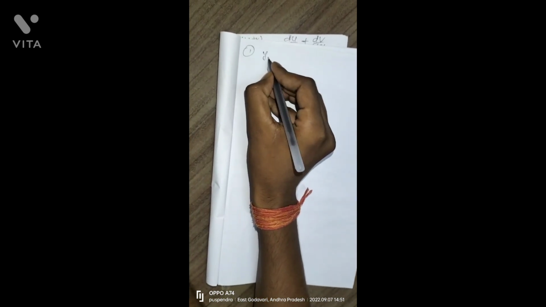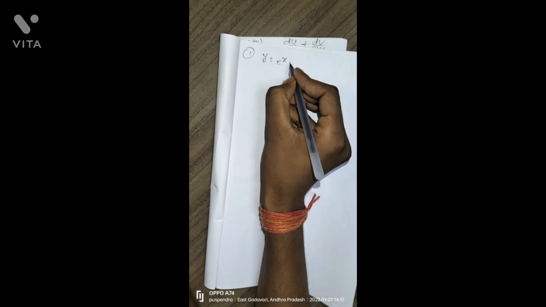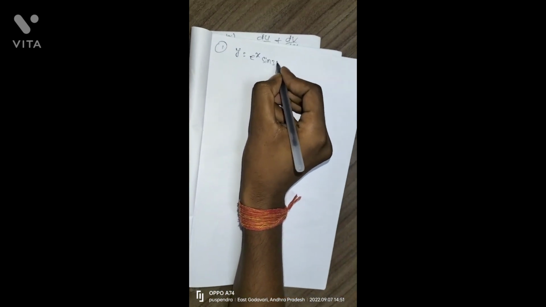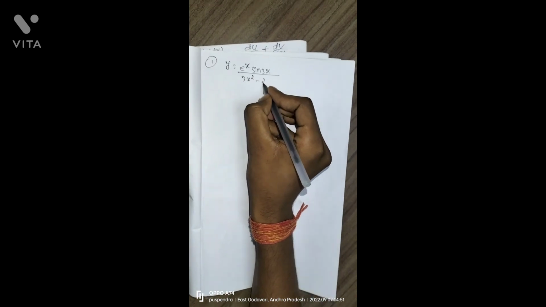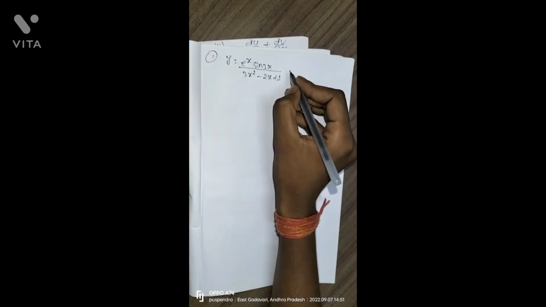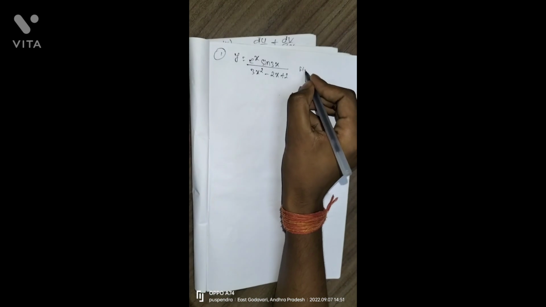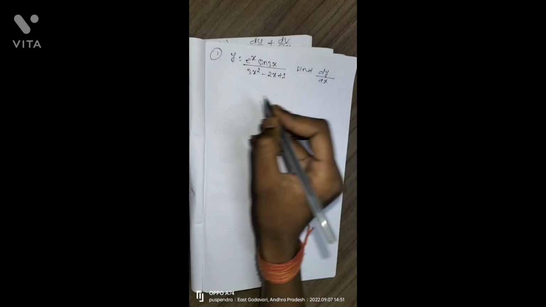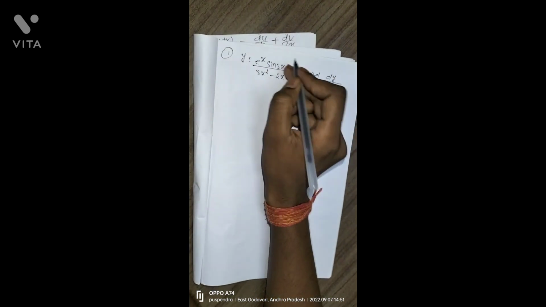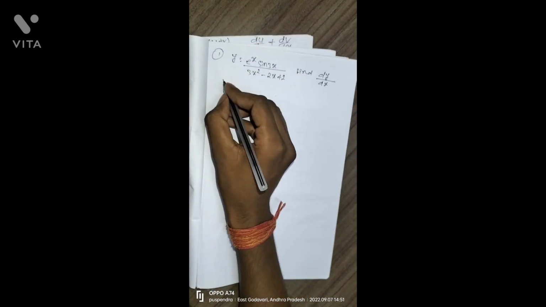The first question is y equal to e to the power x sine 3x upon 3x square minus 2x plus 1, right? This question will tell us to find the derivative of y with respect to x. Now how to find the derivative of y with respect to x? Let's see.